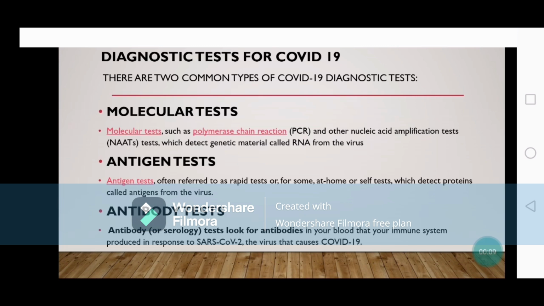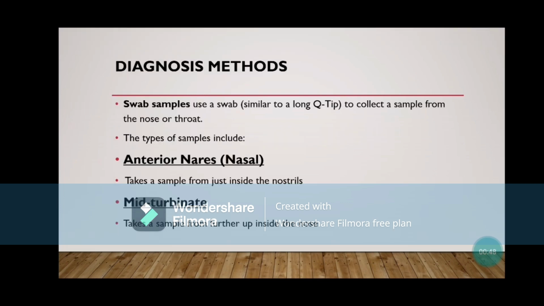After getting to know the structure of the virus, the way of processing and infecting the human cell, there were also diagnostic tests for COVID-19 to identify the patients from the normal people. Number 1, molecular tests. Molecular tests such as polymerase chain reaction, PCR, and other nucleic acid amplification tests which detect genetic material called RNA from the virus. This was identification of RNA from the virus. Number 2, antigen tests. These are rapid tests or, for some, at-home or self-tests which detect proteins called antigens from the virus. Number 3, antibody tests. Antibody or serology tests look for antibodies in your blood that your immune system produced in response to the virus that causes COVID-19.